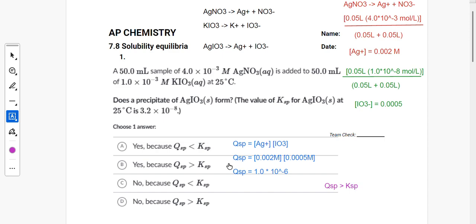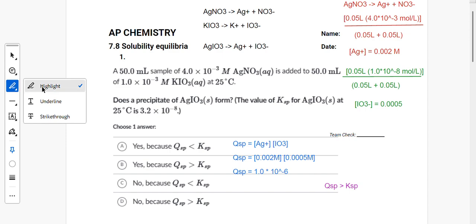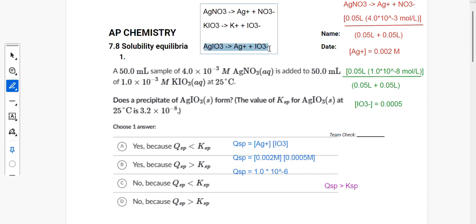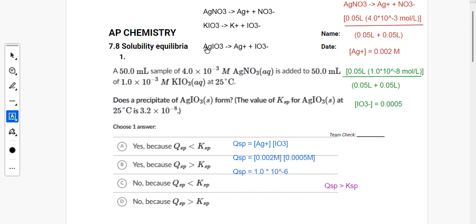QSP is greater than KSP. So, does a precipitate of AgIO3 form? And I can see that equation right here. Let me see if I can change that. Okay, let's highlight that. Will it let me highlight? No, it won't let me highlight. Yeah, it's all or nothing. But I just showed you guys right there.